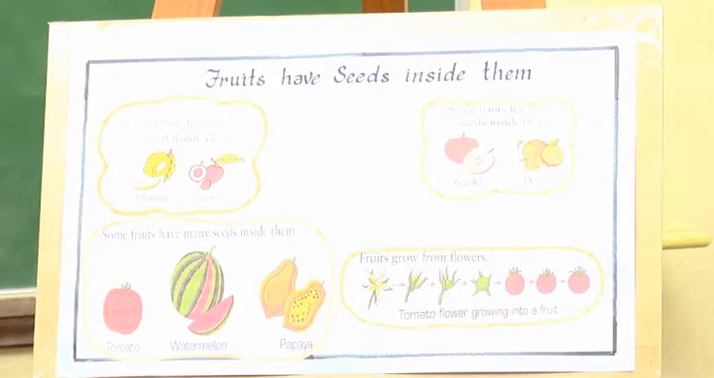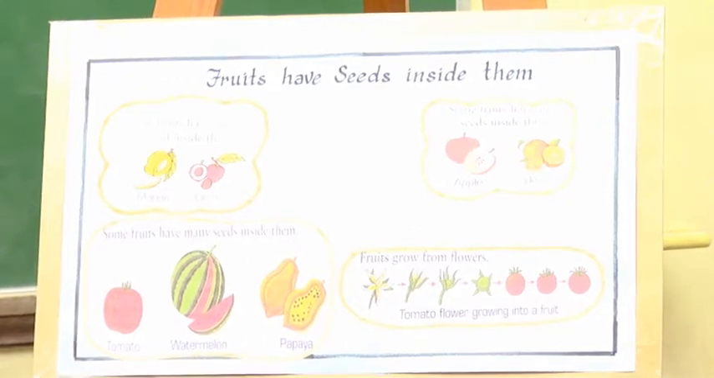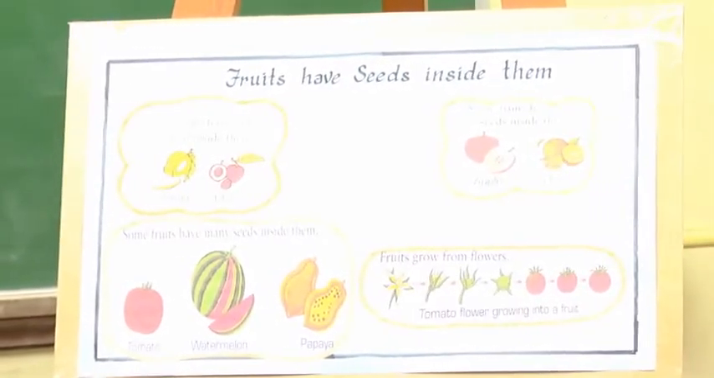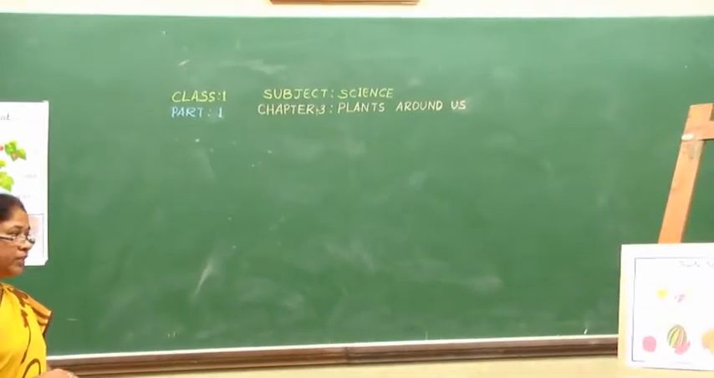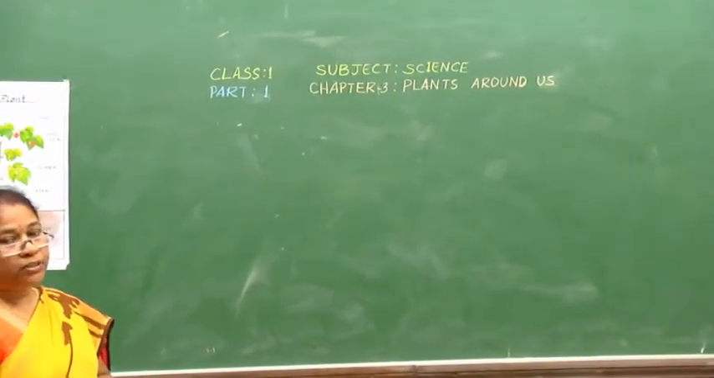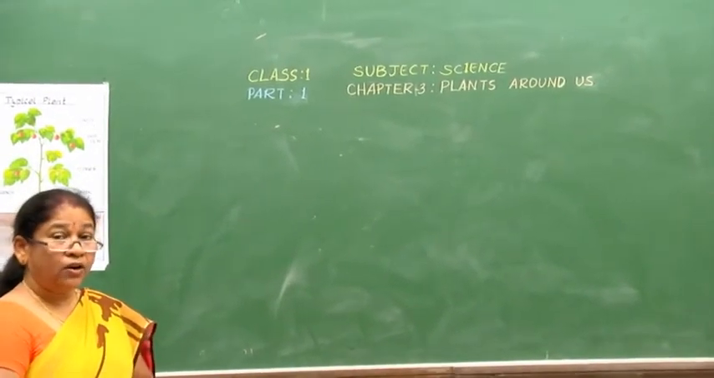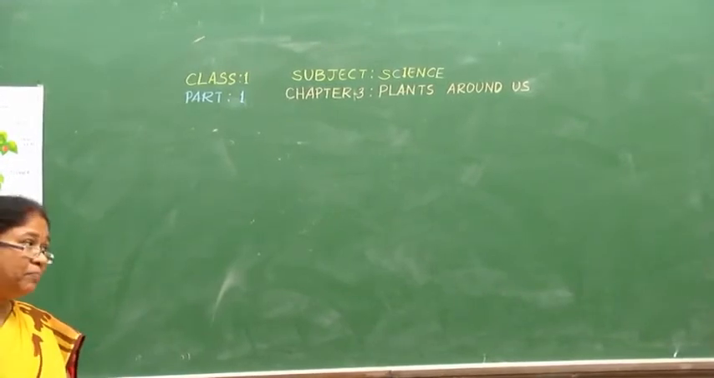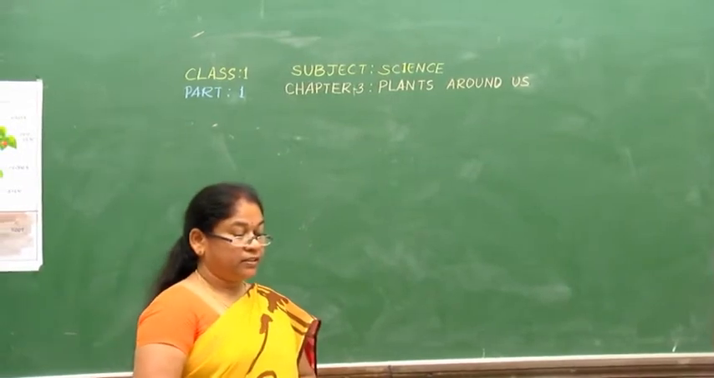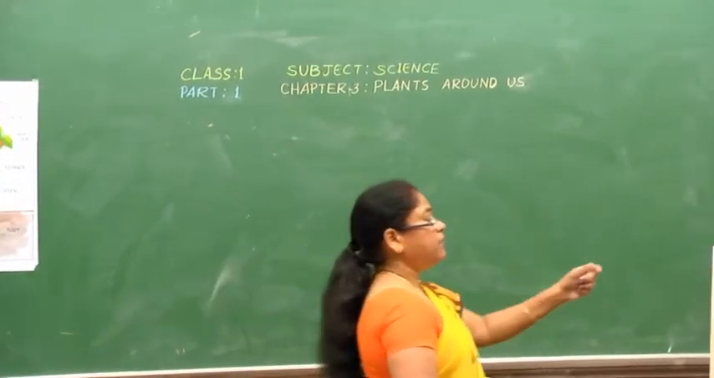From these seeds, many types of plants can be grown. These seeds grow into different types of plants. A mango seed will grow into a mango tree. A tomato seed will grow into a tomato plant, and a watermelon seed will grow into a watermelon creeper.